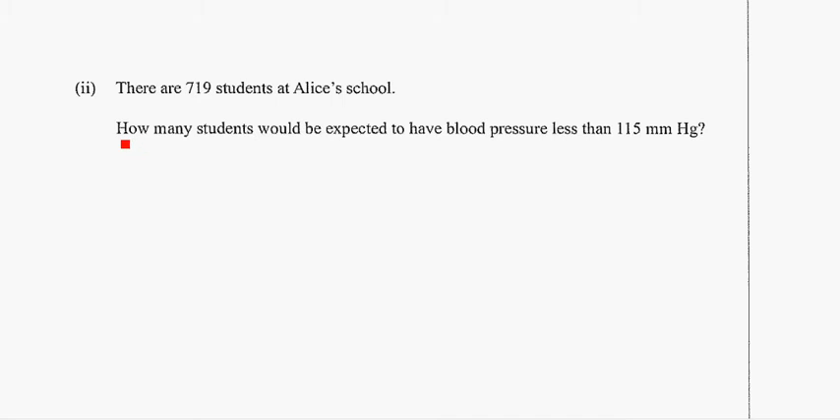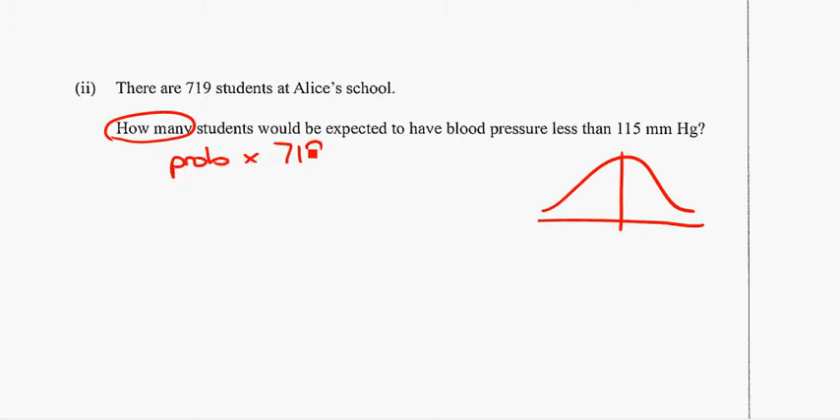Right, part 2. 719 students, how many? This is a how many question. So to answer a how many question we need a probability, and we'll multiply that by 719. How many would be expected to have blood pressure less than 115? So here's my mean, standard deviation. 115 will be just to the right. We want the probability, or how many students would have a blood pressure less than that. So that's all of those students there. Probability of having a blood pressure less than 115 will be the same as the area under the curve below that value.